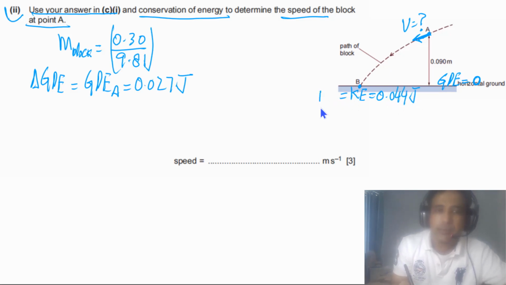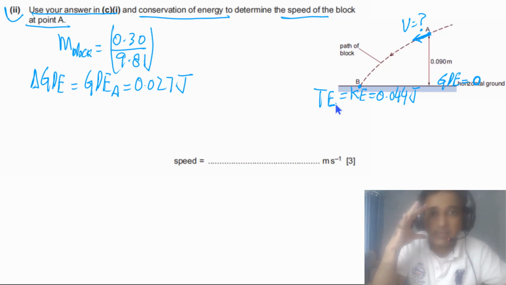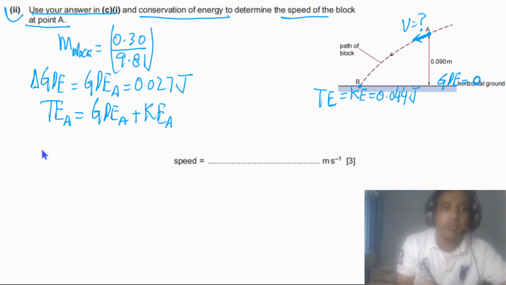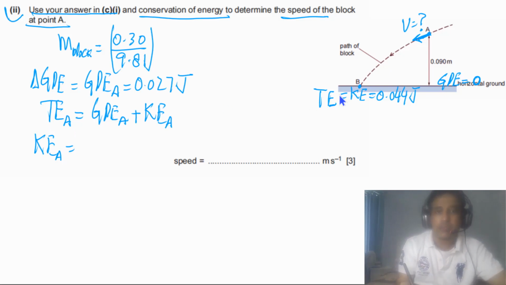So it simply means that this is the total energy of the block, because in this question it is given to us that air resistance is negligible. So simply we can say the total energy at point A is equal to the GPE at point A plus kinetic energy at point A. So we need to calculate kinetic energy at point A first of all. This will be equal to the total energy at point A, and total energy at point A is equal to 0.44, because in this case mechanical energy is conserved, minus GPE at point A.